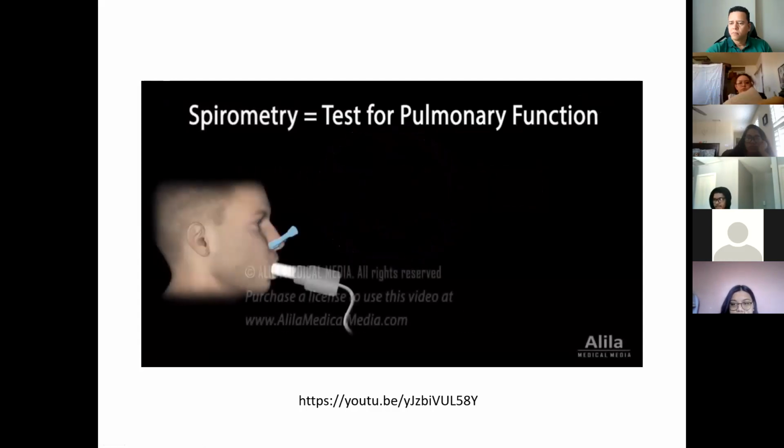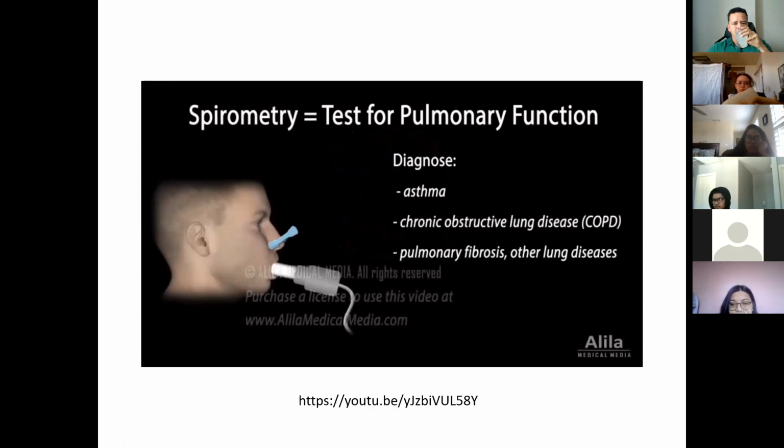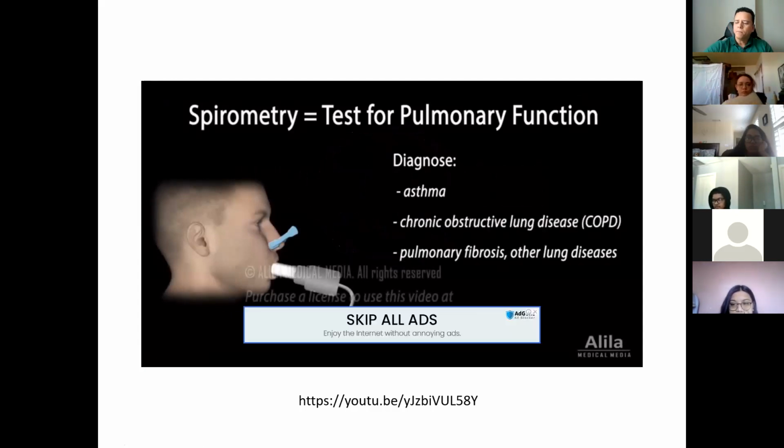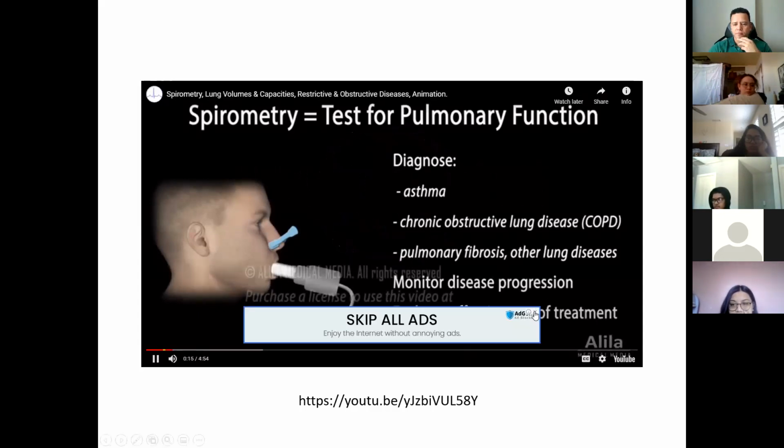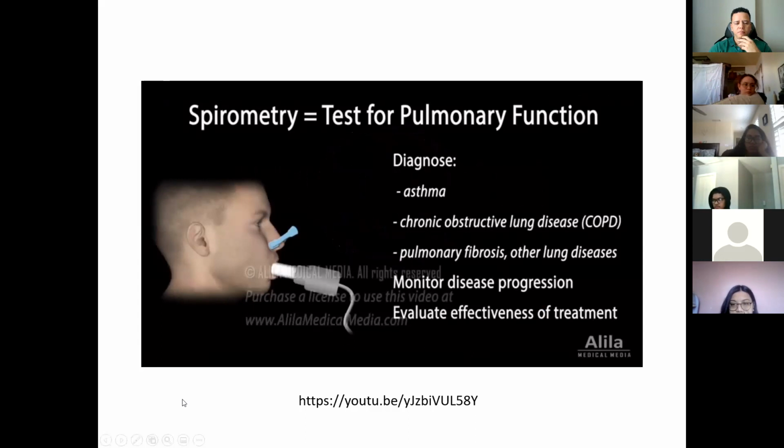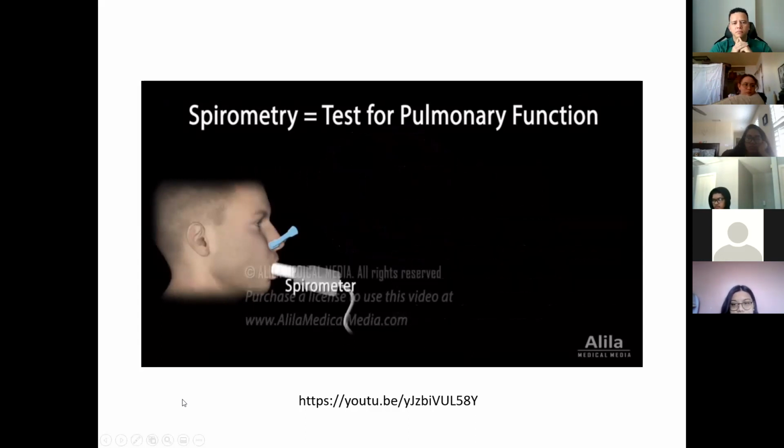Spirometry is a common test for lung function. It is used to diagnose asthma, COPD, pulmonary fibrosis, and other lung diseases. It can also be a helpful tool to monitor disease progression and evaluate effectiveness of a treatment plan. A tube-like device called a spirometer is used to capture and record air volumes and breathing speed.